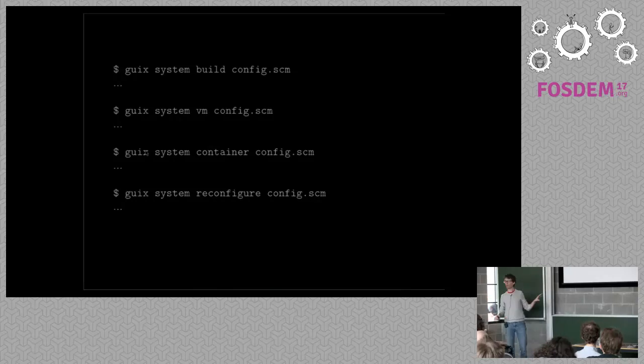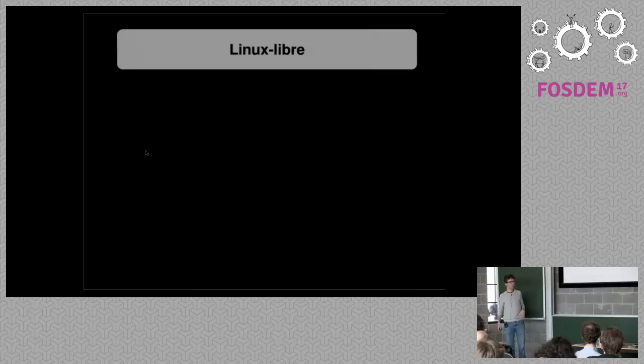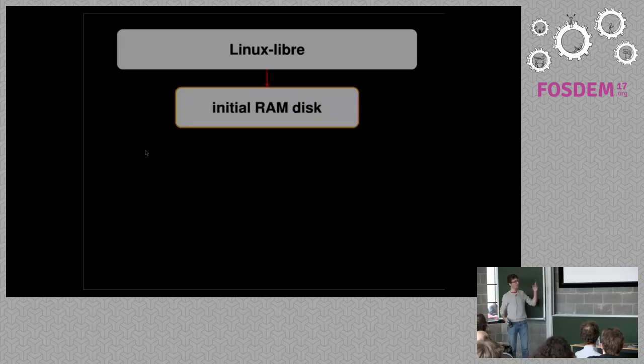So what happens at runtime? We have this wonderful operating system declaration thing. And at runtime, when we boot GuixSD, what we get is, of course, Linux-libre, so Linux without the proprietary blobs. And then we have an initial RAM disk that initializes, like, mounts the root file system, and it's actually written in Guile Scheme. And then we have PID1.